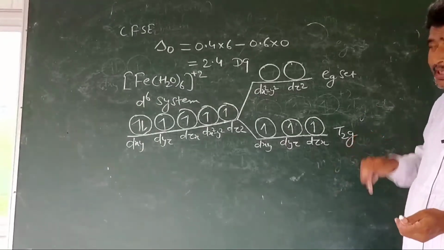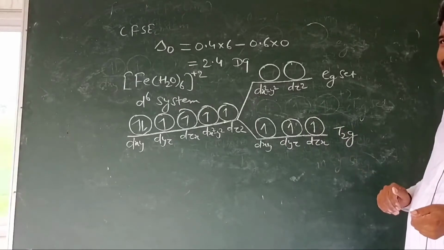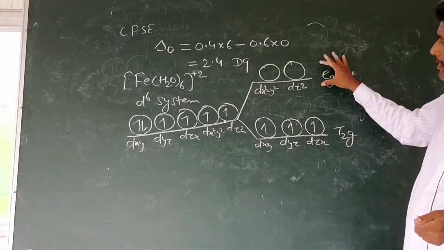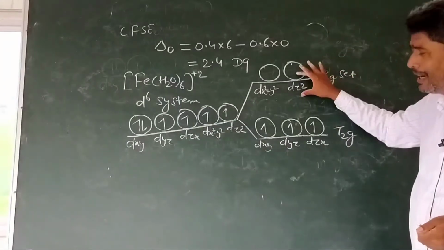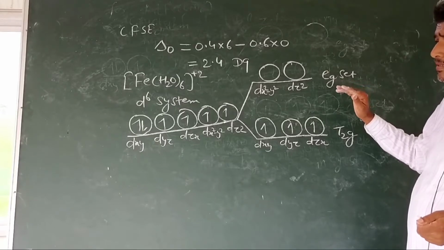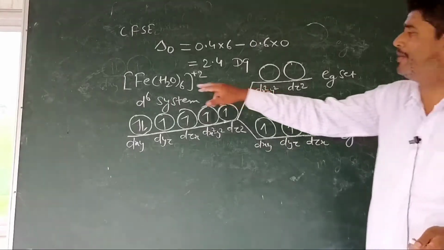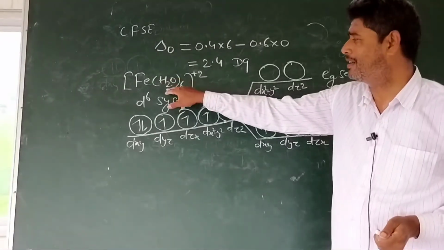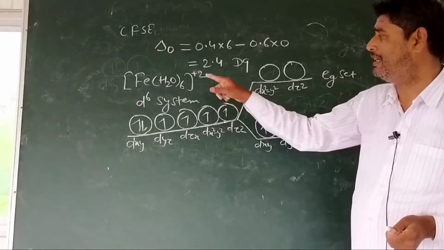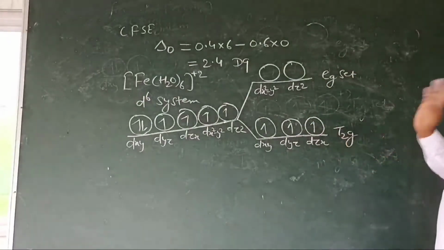If the ligand is weak, the lower energy level is half filled and the remaining electrons will enter the upper energy level. When the upper energy level is half filled, then the remaining electrons start pairing in the lower energy level. Here, our ligand is water. Water is a weak ligand, so a weak ligand does not have the capacity to start pairing in T2G.